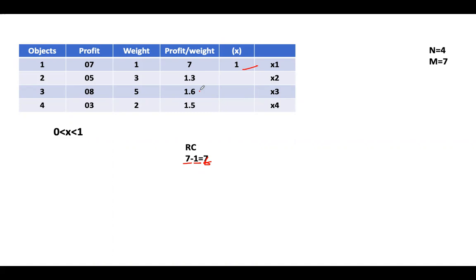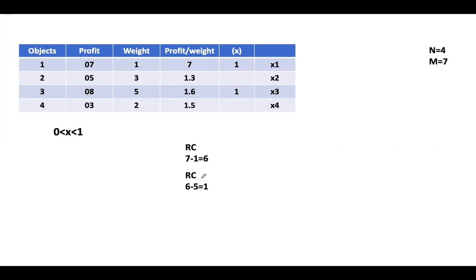Before considering it in full, you must see the remaining capacity. The remaining capacity in the container is 6 kg. If you consider the third object completely, what is the amount required? That third object requires only 5 kg. The remaining capacity is 6, so obviously I can consider the third object completely. Is it clear? So that complete quantity I will take, 1.